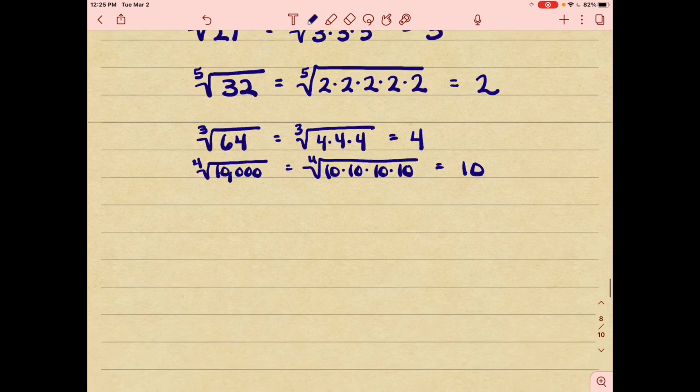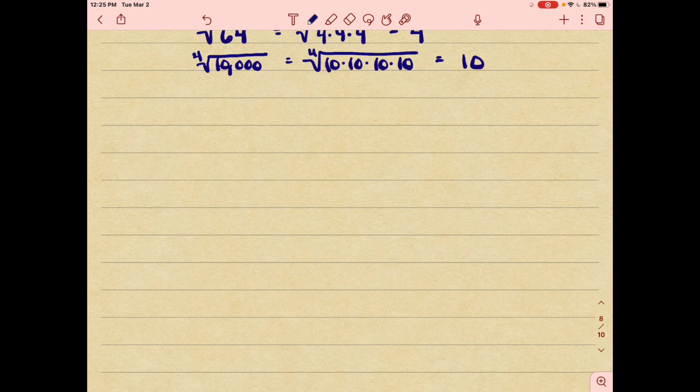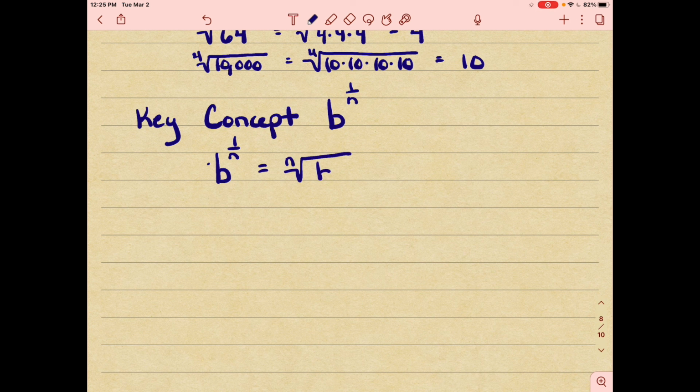All right, so let's move this on to a little bit more of a connected concept. Key concept. You've written key concept 3 times in your notes today. B to the 1 over n. So instead of just b to the 1/2, we can have any number. B to the 1 over n is the same thing as the nth root of b. Notice that there's a 1 on the top here. We can have other numbers, but right now we're just dealing with a 1 because the bottom of the fraction is always the root, okay?